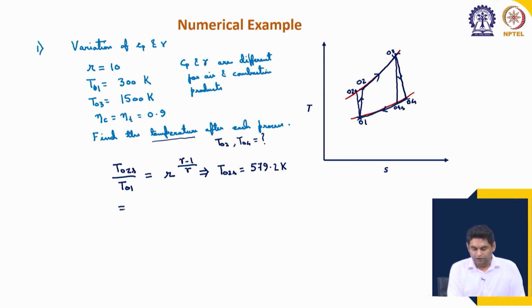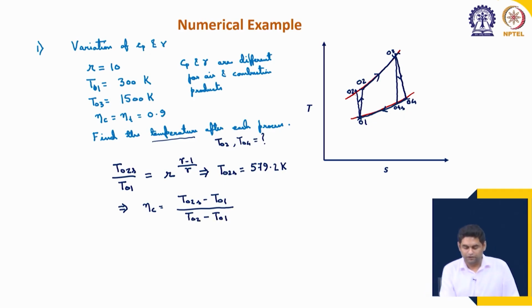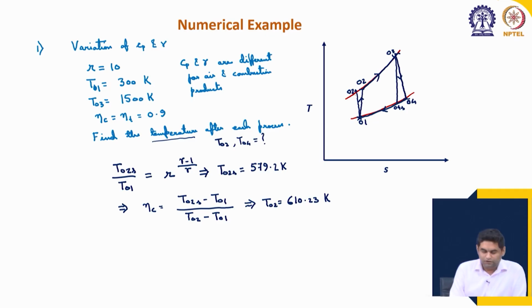So, now using the isentropic efficiency relation, isentropic efficiency for this case is T02S minus T01 by T02 minus T01. Ideal temperature rise by the actual temperature rise, or ideal work input by the actual work input. So, this is given as 0.9. So, from here we get the value of T02, this comes out to be 610.123 Kelvin. This we have previously also calculated, you can match, it will be the same value. So, this is for the compressor.